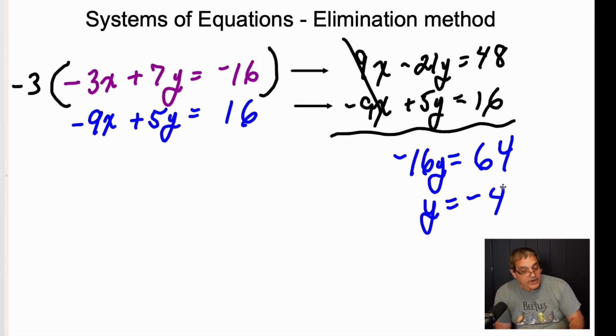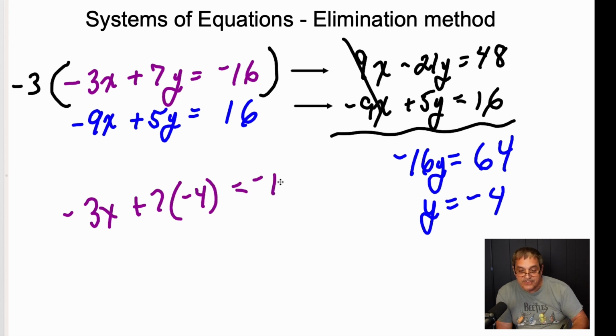Okay. Now remember from the last one, I've only solved one of them, so I have to solve for the x. I pick either equation. As a matter of fact, I could pick my new equation also. I have 3 equations to choose from, but I'm going to choose the top one on the left. So I have negative 3x plus 7 times negative 4 is equal to negative 16.